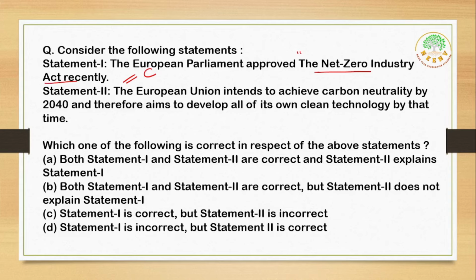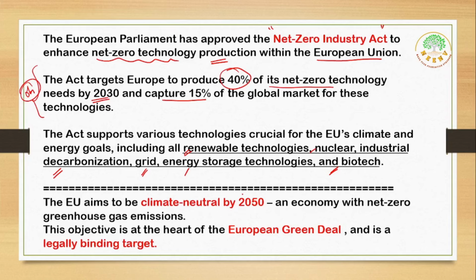The statement 2 talks about the EU achieving carbon neutrality by 2040. Here one should have been careful because this is a fact. The EU does intend actually to achieve the carbon neutrality, but it is not 2040, it is 2050. The fact given in the question was wrong.